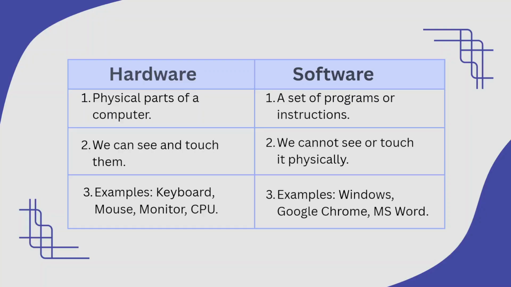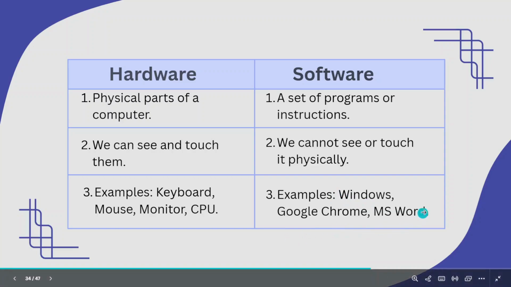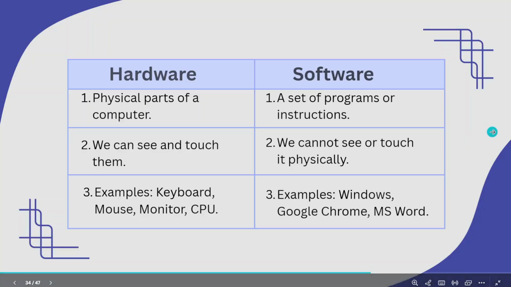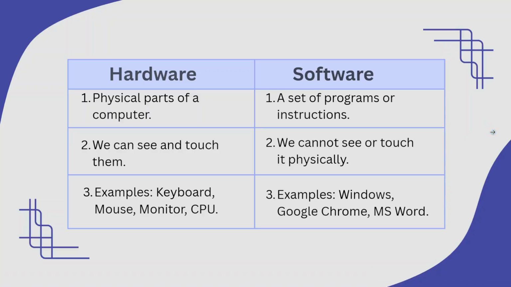Anything that runs in the computer and that we can't touch is software. Obviously, we can't see or touch them physically. Examples are Windows, Google Chrome, MS Word, and also web browsers and so many other programs or software.